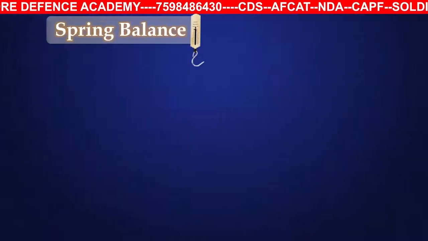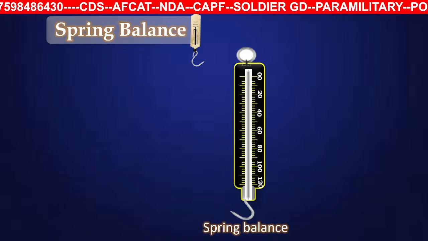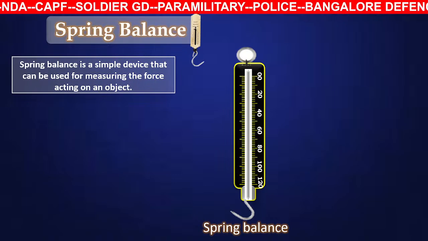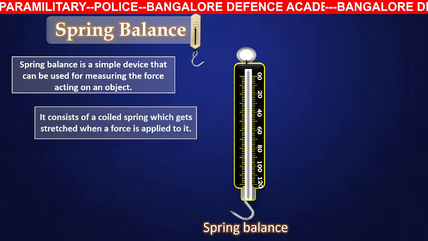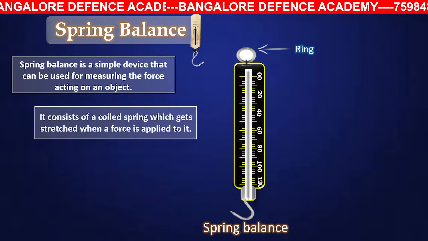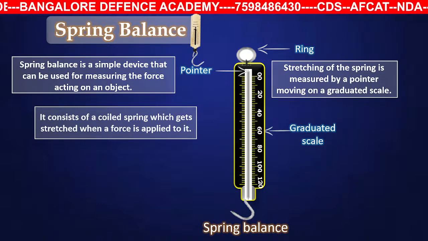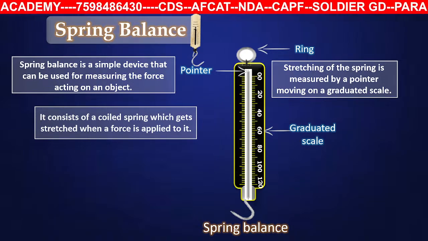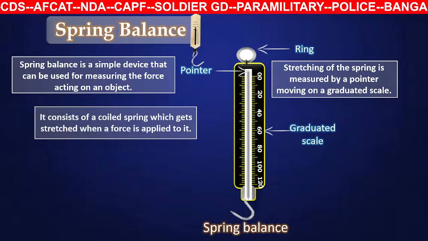This is the experiment which we want to prove. This is the spring balance. The spring balance looks like this. The 0 reading is here: 0, 20, 40, 60 till 120. Next, a spring balance is a simple device that can be used for measuring the force acting on an object. It consists of a coiled spring which gets stretched when a force is applied to it. So here this is the ring. The stretching of the spring is measured by a pointer on a graduated scale. This ring will be on your finger or a nail, and inside this there will be a spring, and these are the readings. There will be a pointer, red color or any other color.